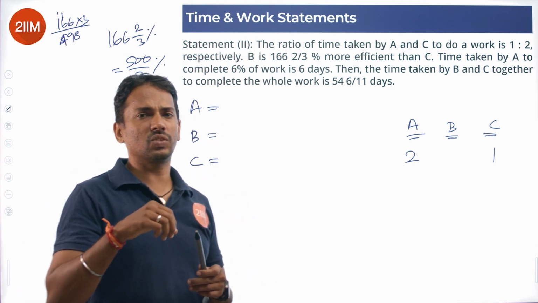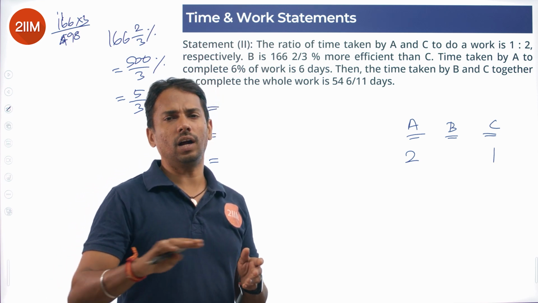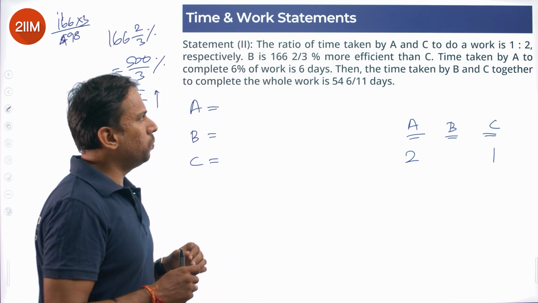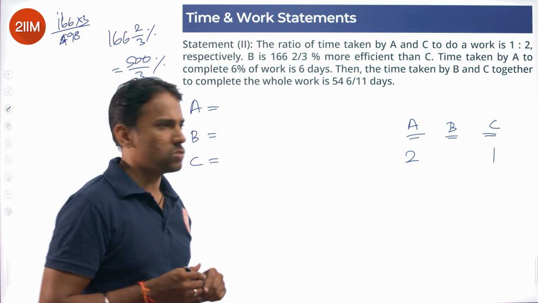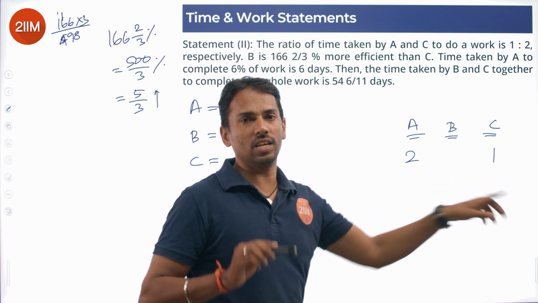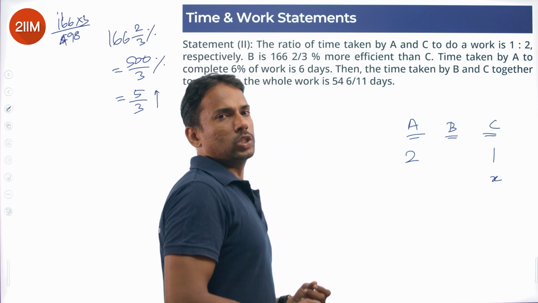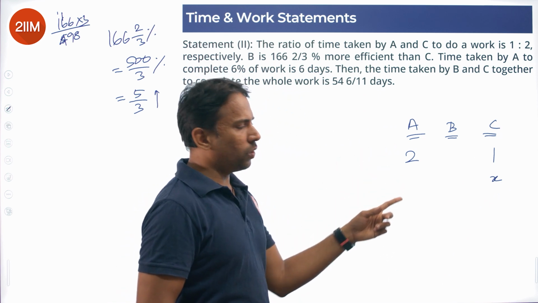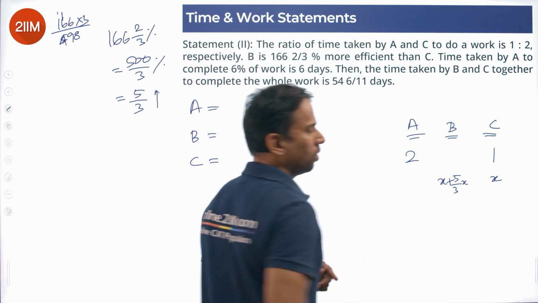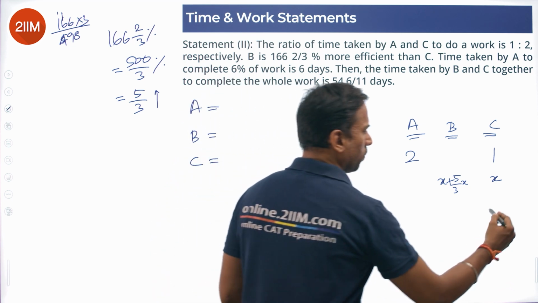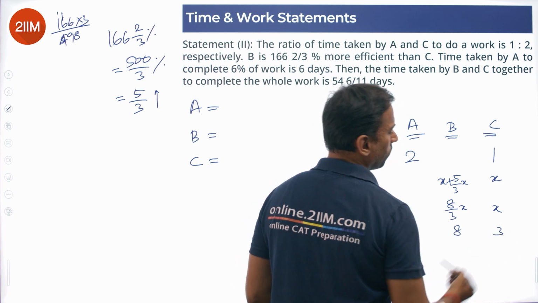So as a percentage it is 5 by 3 into 100%. As a fraction, just removing the 100, it's 5 by 3. Or in simple words we can say B is 5/3 more efficient than C. So B is 5/3 more efficient than C. That is, if C is of some x% or some x units per day efficiency, B is going to be x plus 5 by 3x. We can even compare it as a ratio. This will become 8 by 3x, or this is simply 8:3.